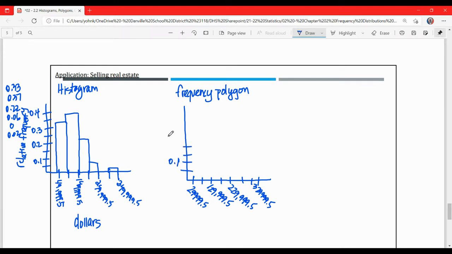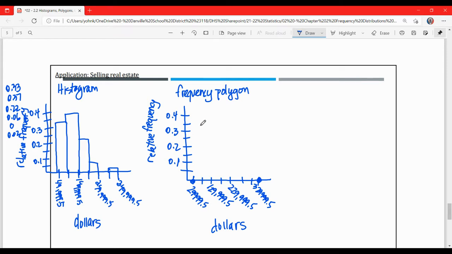All right, relative frequencies. 0.10, 0.20, 0.30, 0.40. Relative frequency. Then we have dollars on the bottom. And then we have a dot that starts on the graph and one that ends on the graph. And then we do our relative frequencies.